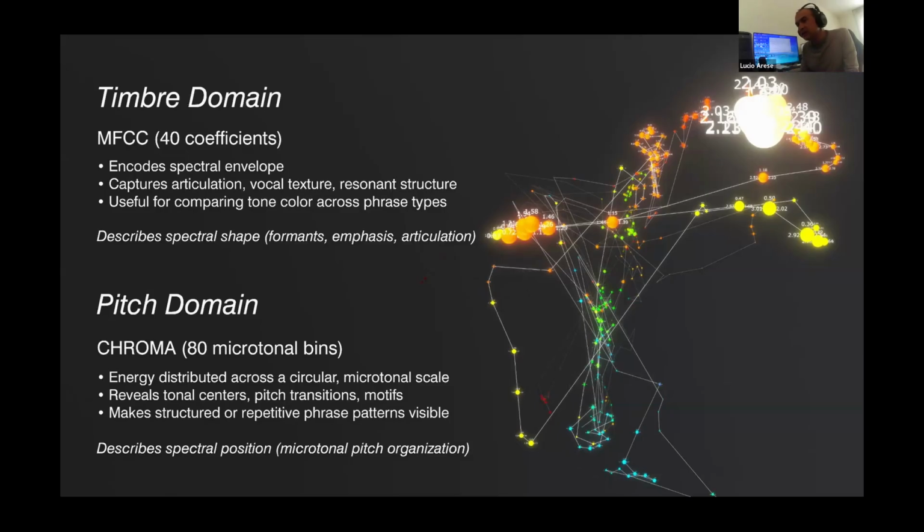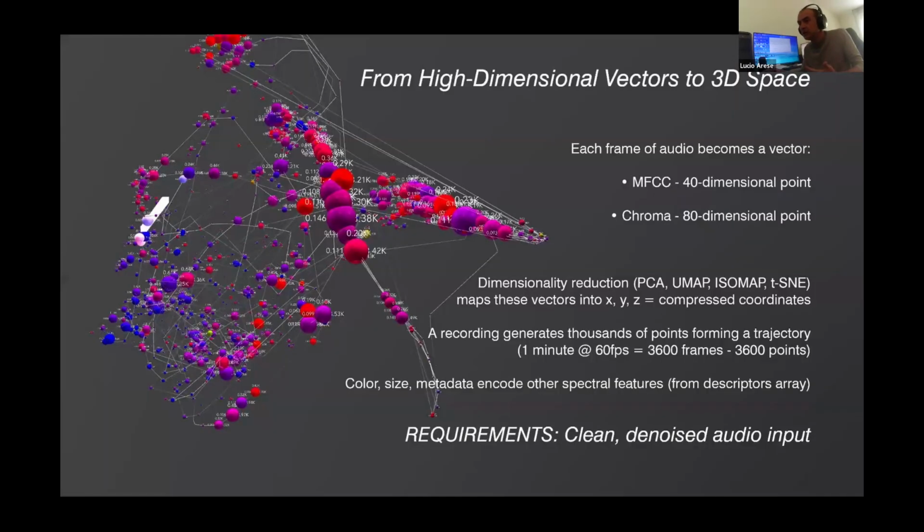And yeah, these are the two data sets that are used to create the manifold. Basically, there are 4 different reduction methods for every data set. So basically, every audio recording creates 8 manifolds.